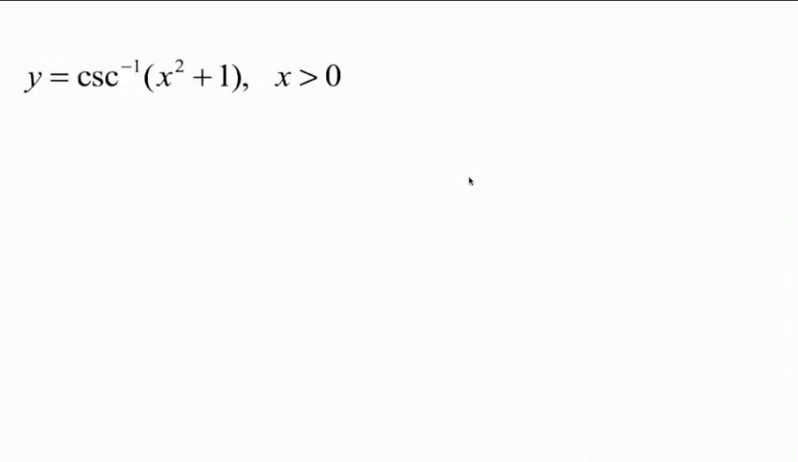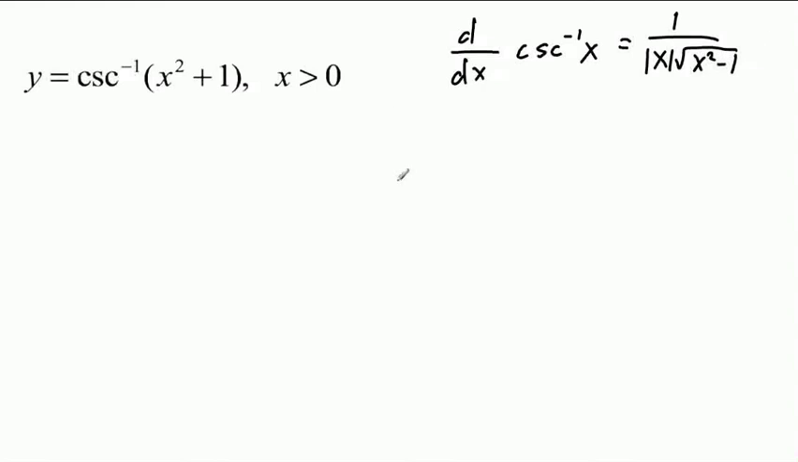This one just wants us to find the derivative of this. In order to find the derivative of that, I need to know what the derivative of the inverse cosecant of x is. The derivative of the inverse cosecant of x is 1 over the absolute value of x, square root of x squared minus 1. So I need to find the derivative of this.